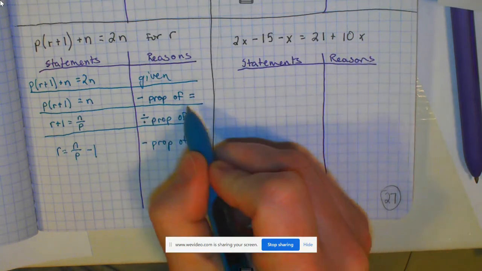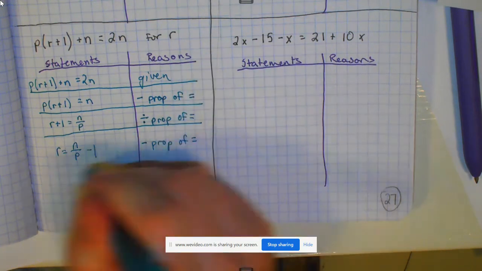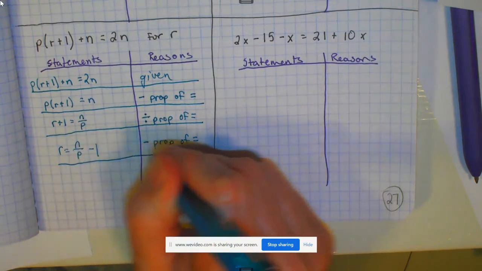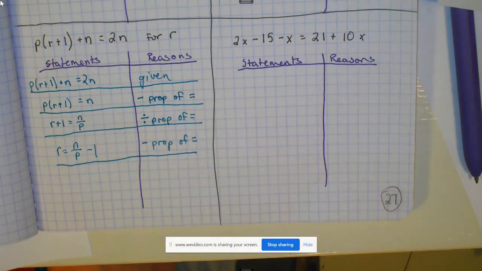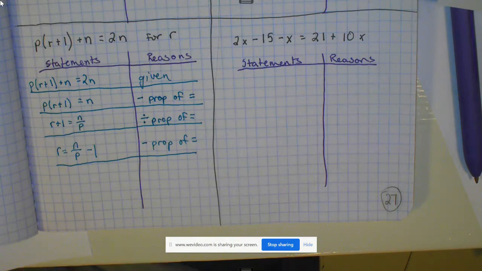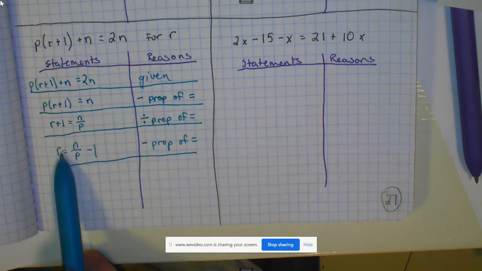Now notice I use that property up here, and that's fine. You can use multiple properties over and over and over again. Okay, doesn't matter. You have no limit. And I'm done now because I have R all by itself.